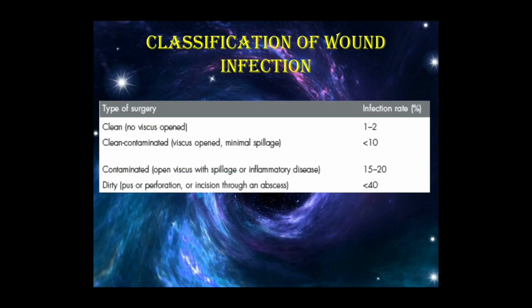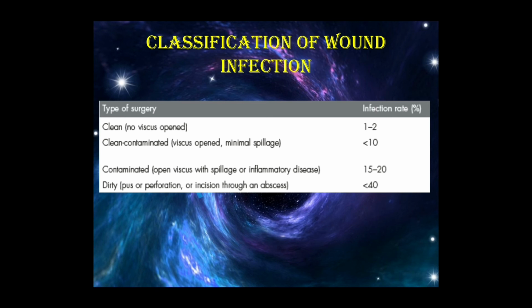There is one more classification which I have taken from the latest edition of the textbook of Bailey and Love. It gives clean contaminated, where a viscus is opened with minimal spillage. The best example is open appendectomy. Contaminated is when there is an open viscus with spillage or inflammatory disease, and elective surgery for bowel with preparation, where you do resection and anastomosis, can be the best example. And dirty, where perforation has already occurred and a lot of spillage has already taken place.